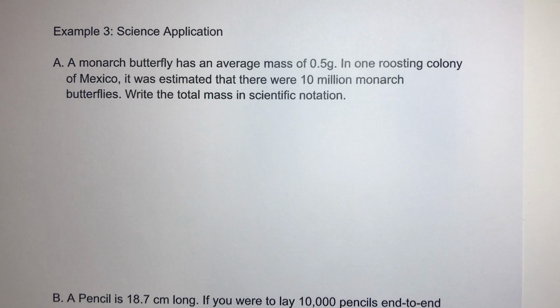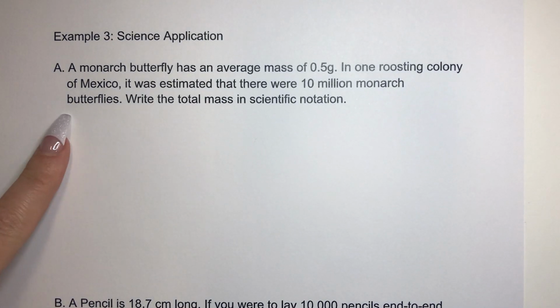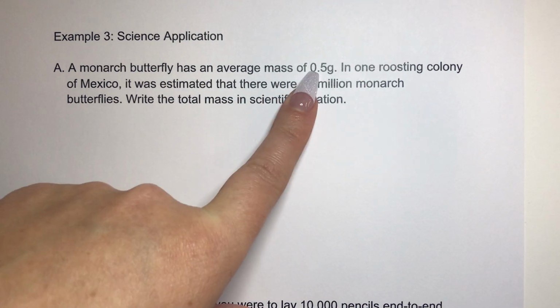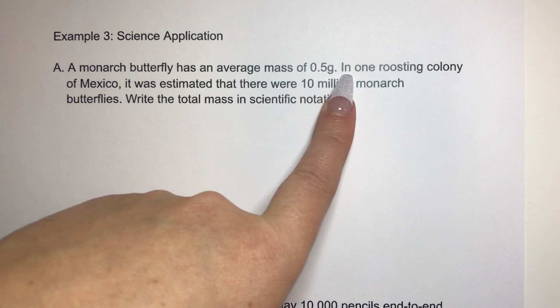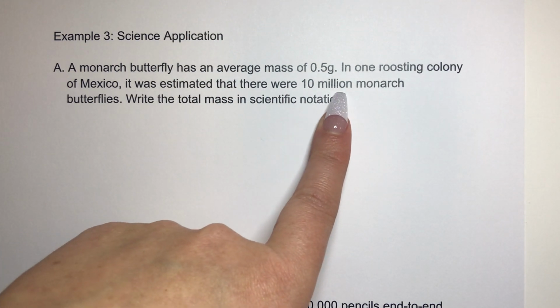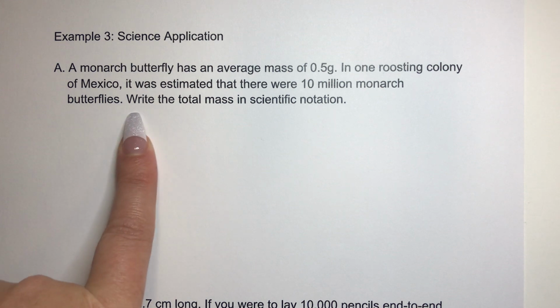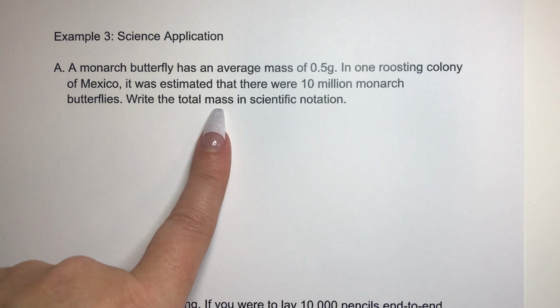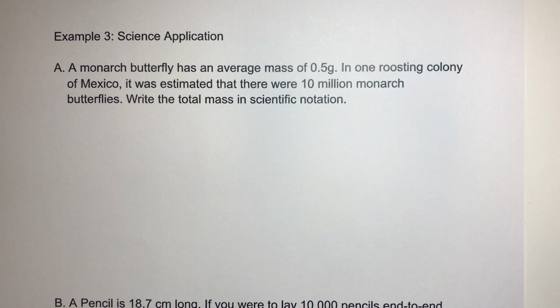All right, welcome back for example 3. This is dealing with a science application. A monarch butterfly has an average mass of 0.5 grams. In one roosting colony of Mexico, it was estimated that there were 10 million monarch butterflies. Write the total mass of all 10 million monarch butterflies in scientific notation.